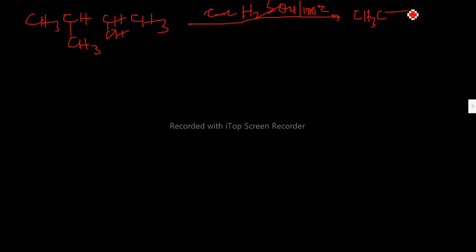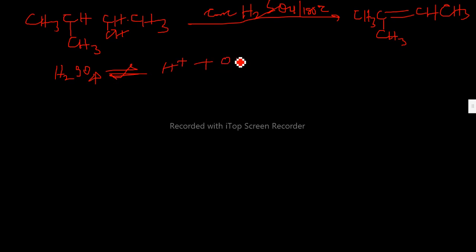So it should be a double bond, and then CH, and then CH3 with CH3 here. So this is our major product, not the double bond here. Now the mechanism, as usual, will begin with the ionization of the concentrated acid, and because it is a concentrated acid, it partially ionizes to give us the hydrogen ions and the hydrogen sulfate ions.